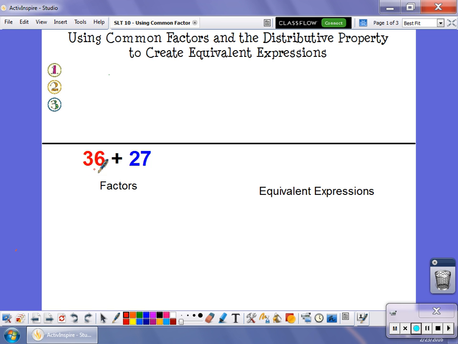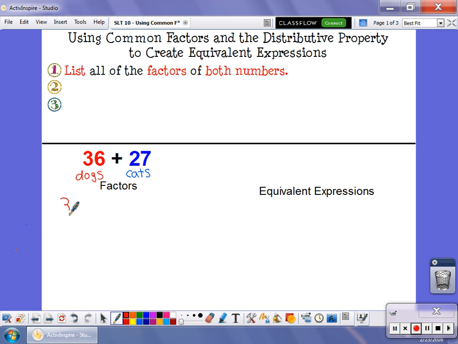But what I want you to imagine is, imagine this is referring to 36 dogs and 27 cats. Now this is not a word problem. These labels are just here to help you make sense of what it is we're doing when we create our equivalent expressions. So the first step in creating equivalent expressions is to list all the factors of both numbers.